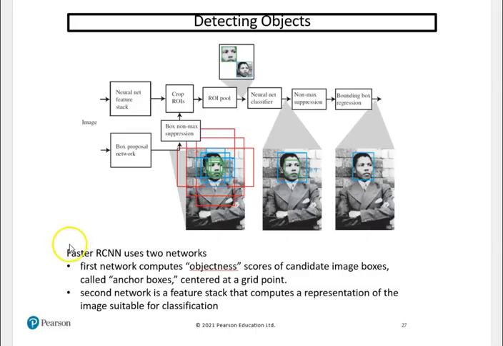So here's an image. First the network computes the objectness score of a candidate image box. You can see that it's recognized that the blue box has the highest score here. These will be called anchor boxes. And then the second network is a feature stack that computes a representation of the image suitable for classification.